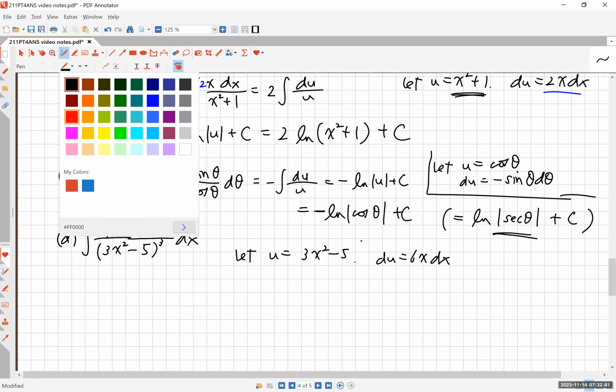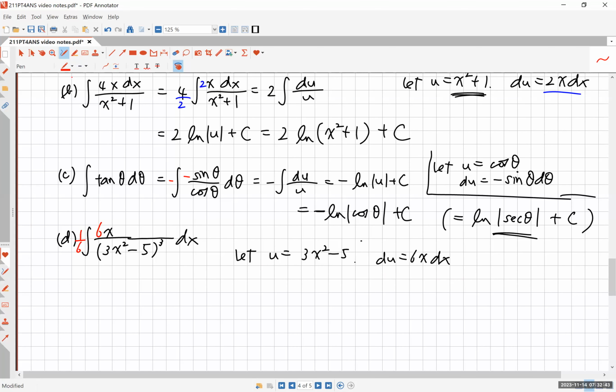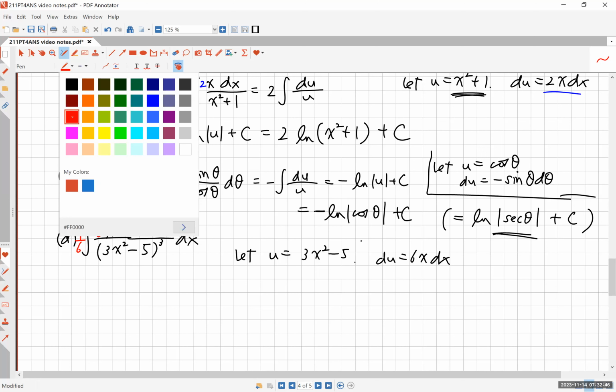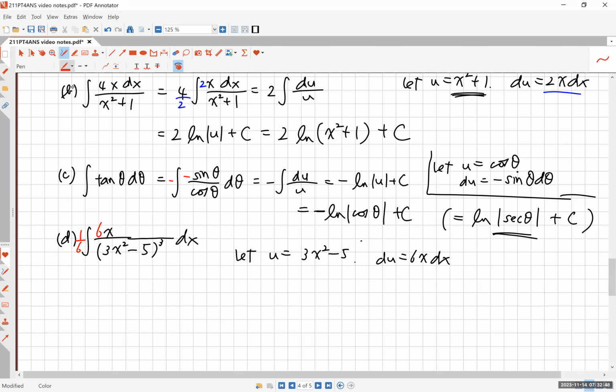Of course, I don't have a 6x dx. No problem. I multiply the inside by 6, divide the outside by 6. So this is 1/6. 6x dx is called du. Now what's the denominator here? All right, it's 3x squared minus 5 to the cubed, to the third power. All right, so this is 1/6 integral of u to the -3 du. What is 1 bigger than -3? Be careful, it's not -4, it's -2, right?